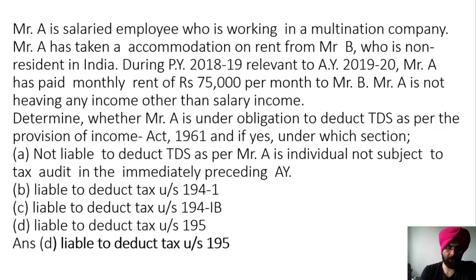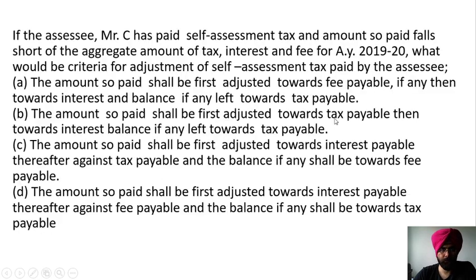Deduct the income tax at the rate in force. So here the correct answer is D, that is TDS has to be deducted under section 195 because the payment is made to a non-resident person. Here you can see that Mr. B is a non-resident Indian, so Mr. A, although he is a salaried employee, has to deduct the TDS from the payment made to Mr. B for the rent.